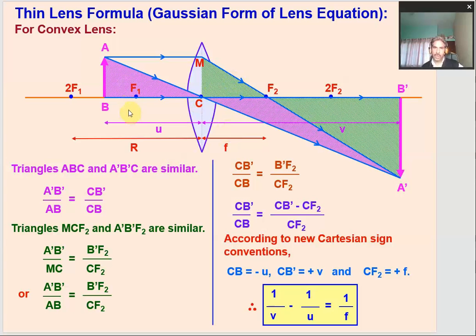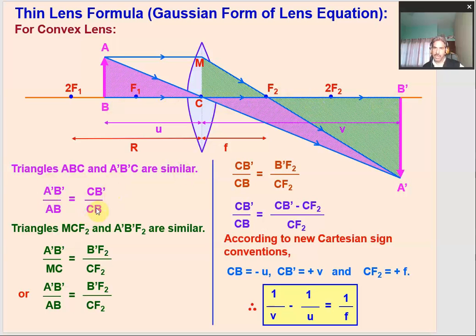So let us proceed. First, we take two pairs of triangles which are similar. For the first pair, we have ABC and A dash B dash C. These are two similar triangles because their corresponding angles are equal. Whenever corresponding angles of two triangles are equal, they are said to be similar, and hence the ratio of their corresponding sides will be the same, which we are writing here. So A dash B dash upon AB is equal to CB dash divided by CB. This is the first equation we get here.